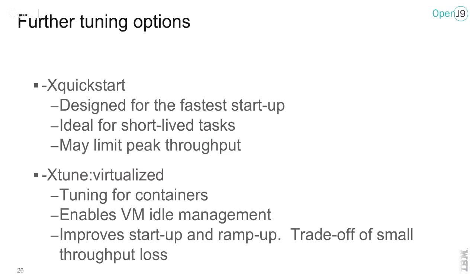And then we also have -Xtune:virtualized, which is for tuning containers. The idea is it's got some heuristics based on the amount of CPU that the JVM will consume and the amount of memory footprint that it will consume, to be able to ensure that when running multiple things inside those containers or inside your virtualized environment, the JVM is playing nicely with the other applications. This does have an effect on throughput. It usually lowers the max throughput by less than 5%, but you get a big improvement in startup and ramp up.